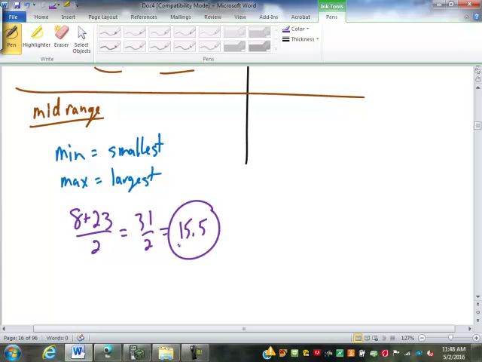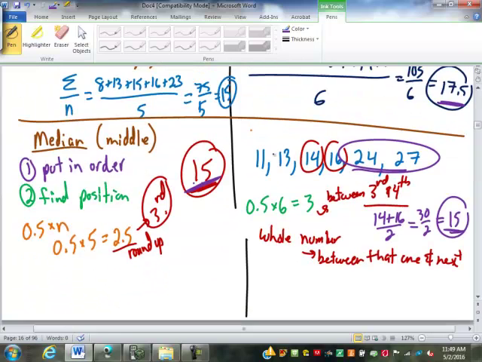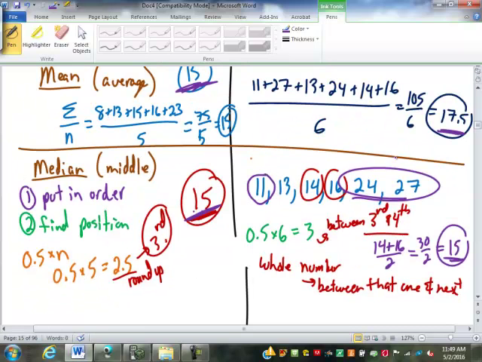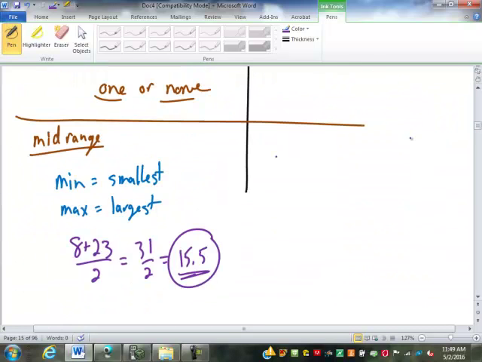15.5. Again, really close to the 15 that we had for both the mean and the median. For this second set here, our smallest number is 11 and largest is 27. We have 11 plus 27 divided by 2. 11 plus 27 is 38. Divided by 2 is 19. So you can see that one's different yet.